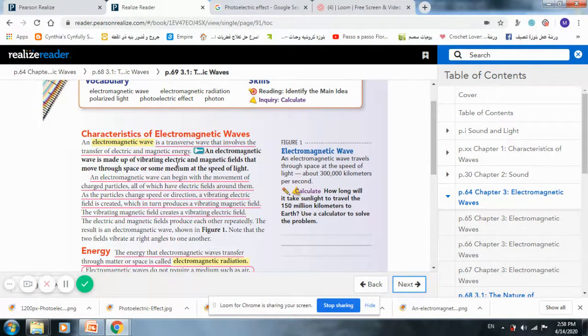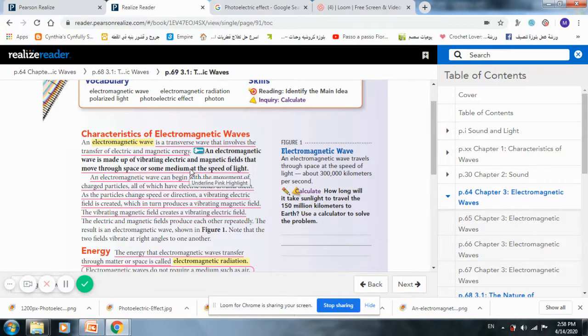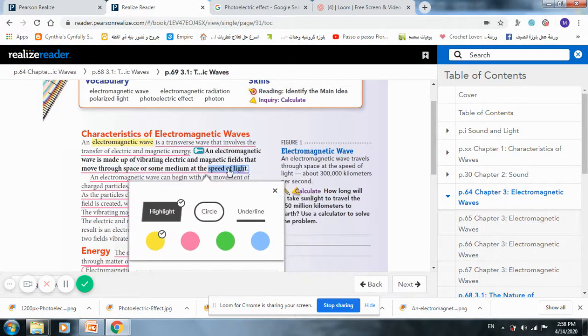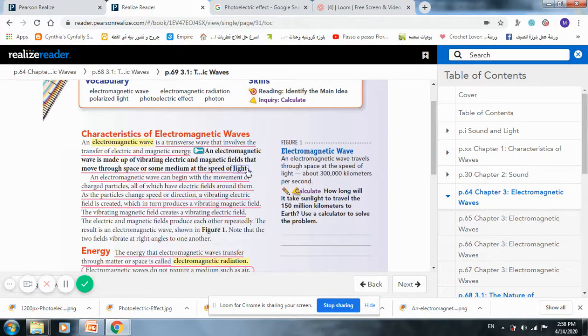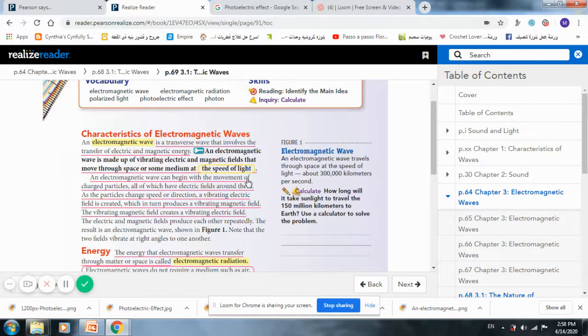Now look, the light or the electromagnetic waves move through space or some medium at the speed of light. This point is very, very important. So X-ray has the speed of light, gamma ray has the speed of light, radio waves, light waves, and so on. All of them have the speed of light.